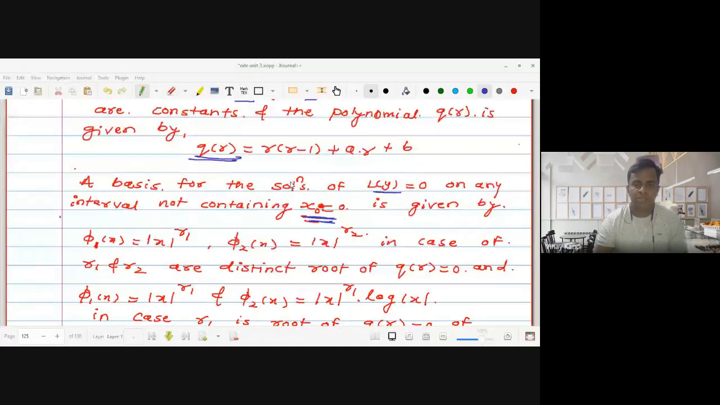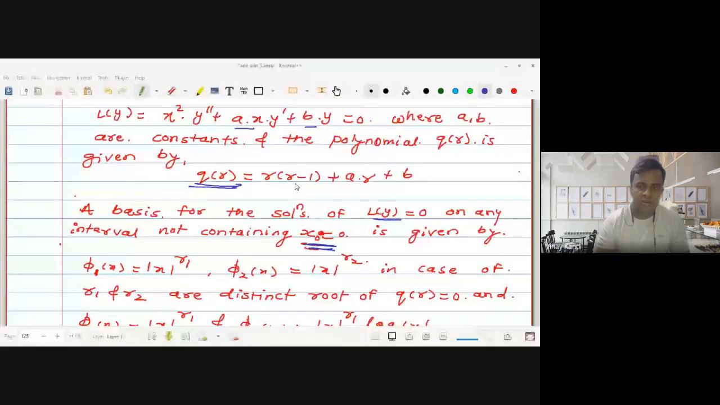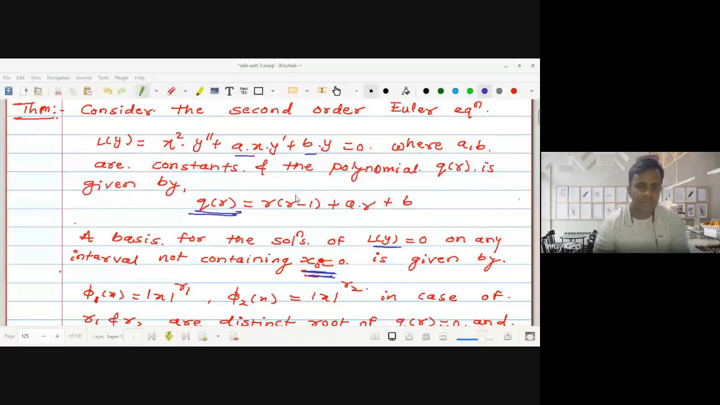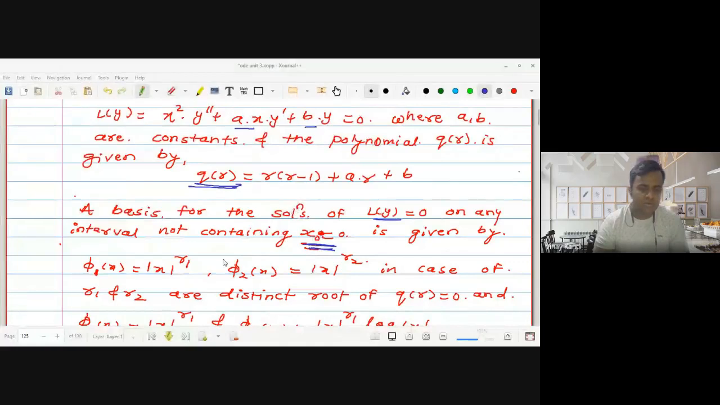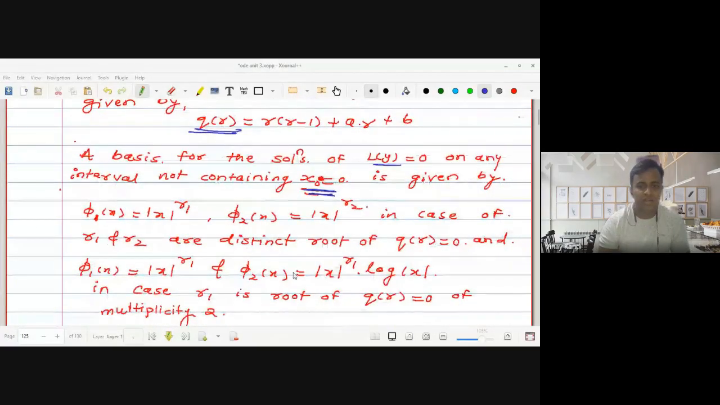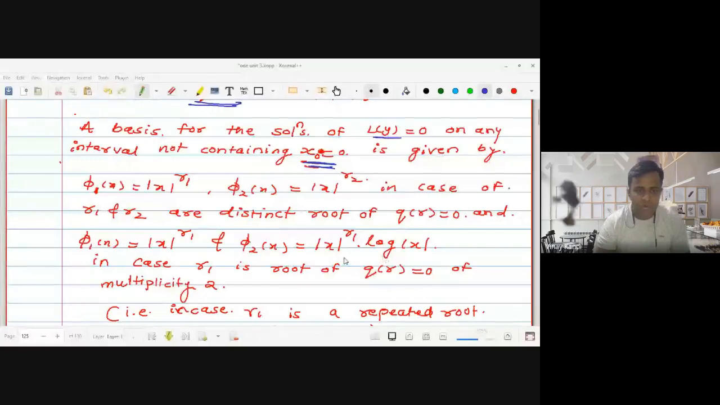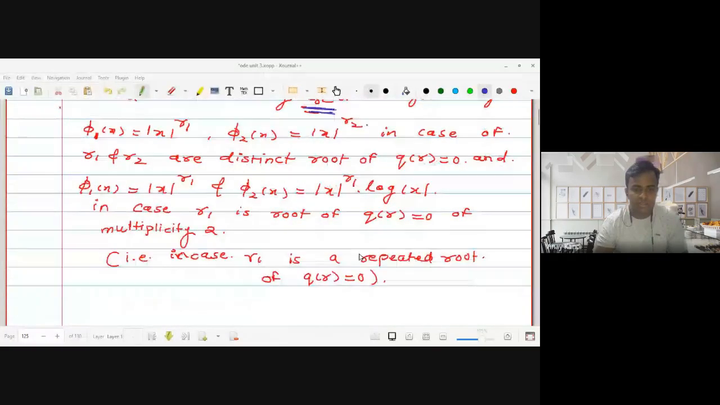Okay. So for this second order Euler equation, the two solutions phi 1 of x and phi 2 of x are given by phi 1 of x is equal to mod x raised to r1 and phi 2 of x is equal to mod x raised to r2, in the case where r1 and r2 are distinct roots of q of r is equal to 0. And if the two roots are repeated, then phi 1 of x is equal to mod x raised to r1 and phi 2 of x is equal to mod x raised to r1 into log of mod of x, in case r1 is repeated with multiplicity 2.